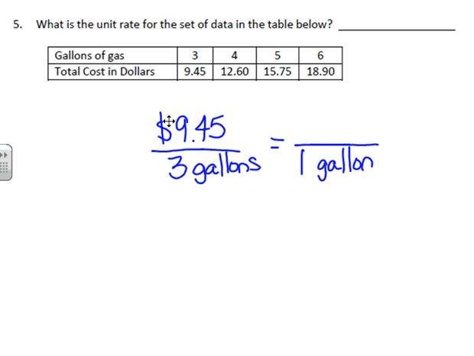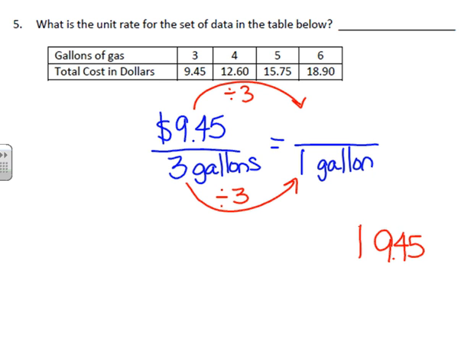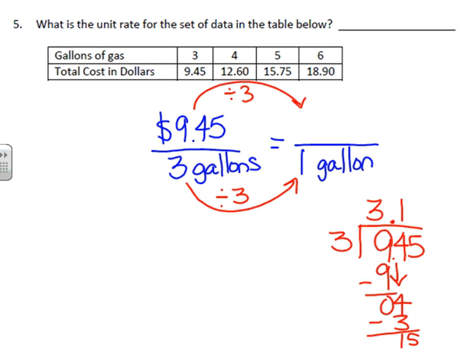In order to find the missing value, I'm going to divide 3 divided by 3 is 1. $9.45 divided by 3 will give the new numerator. So we can set up $9.45 divided by 3. The decimal is going to come directly above. 3 goes into 9 3 times. 3 goes into 4 1 time. And 3 goes into 15 5 times, and there's no remainder when I do that.